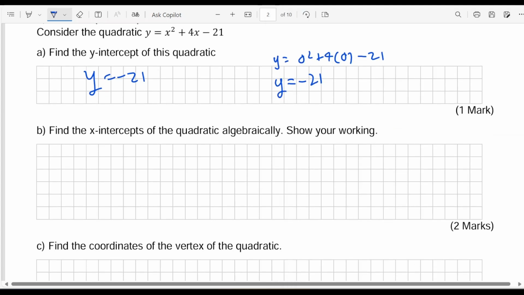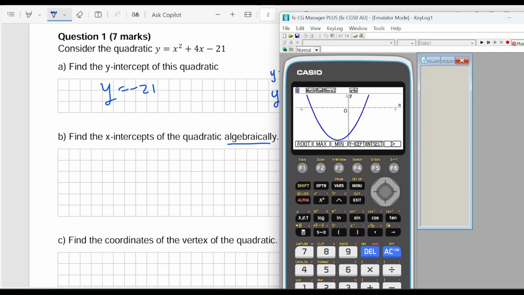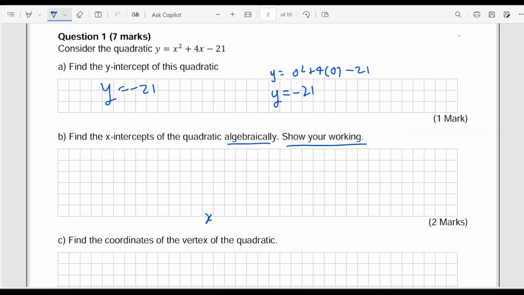Find the x-intercepts of the quadratic algebraically. So if you ever see this word or this word, it means you need to show your working. You can't just get them off the calculator. But you can go g-solve and root to verify what they should be. So they should be minus 7 and 3. So that's sort of what we're expecting.